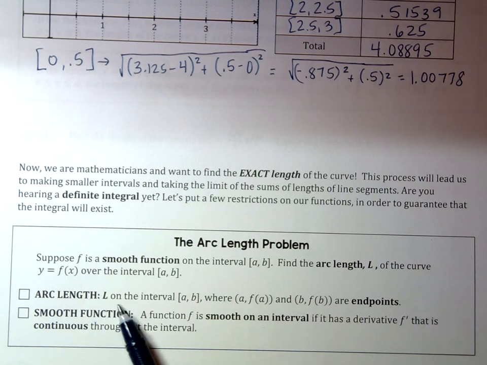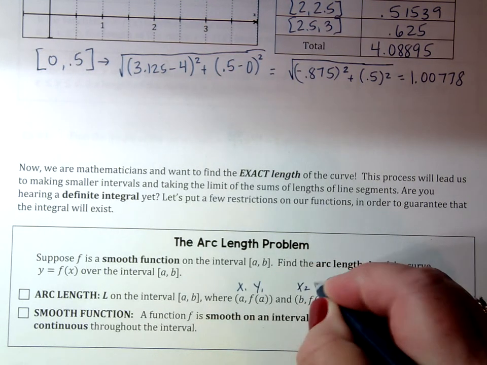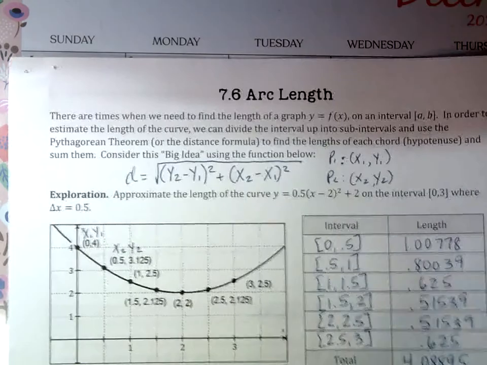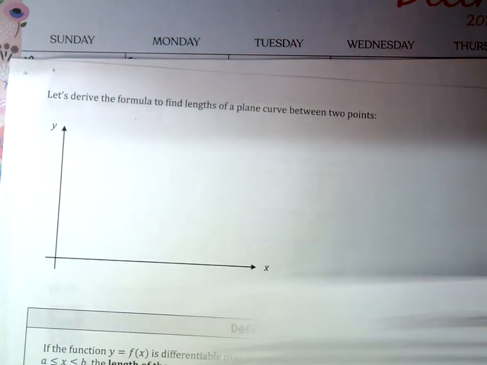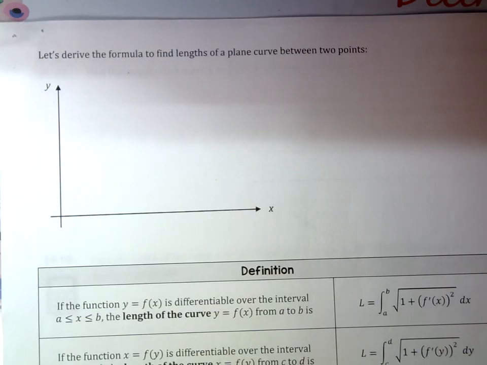So the arc length on the interval, these are your 2 points. This is like your x1, y1. This is like your x2, y2. They're endpoints. You've got to have a beginning and an end. And it has to be smooth. The function is smooth on the interval if it has a derivative that is continuous through the interval. All right, so those are all the specifications of how it's going to work. Let me try to show you how they derive the formula.